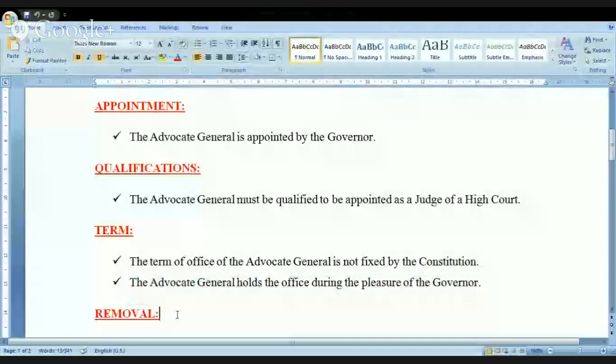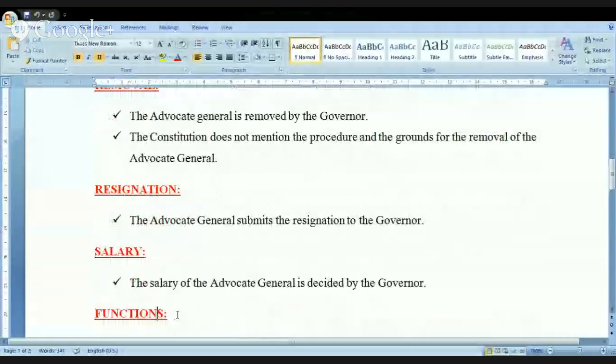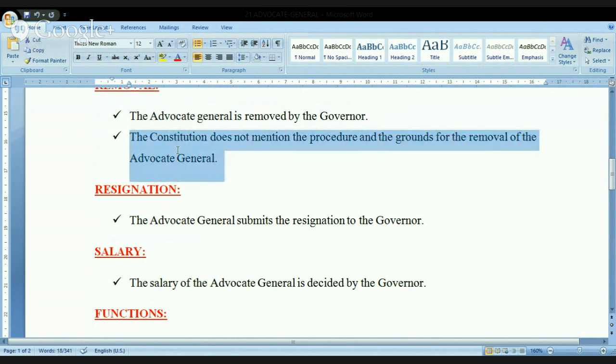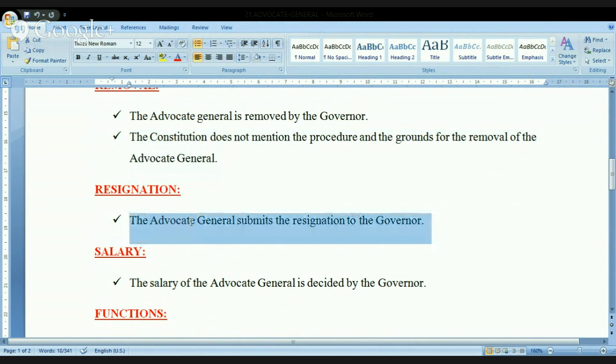So now let me open the document again. We have seen the term. Now I am talking to you about the removal. Same points. Advocate general is removed by the governor. That is the meaning of the pleasure of the governor. So obviously the chief minister will advise, and accordingly the governor will remove the advocate. The constitution has not mentioned any procedure for the removal. Most of the times, the advocate general will be asked to submit the resignation letter, and he hands over the resignation letter to the governor.